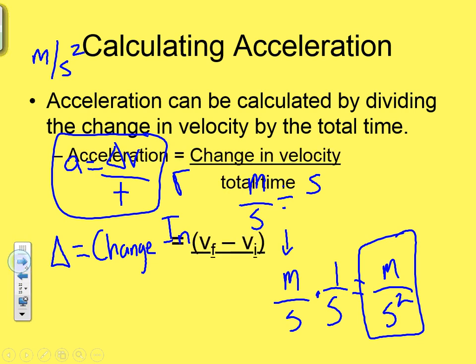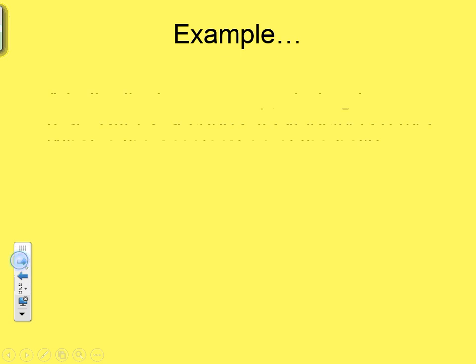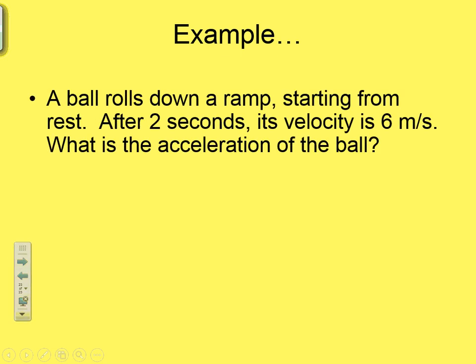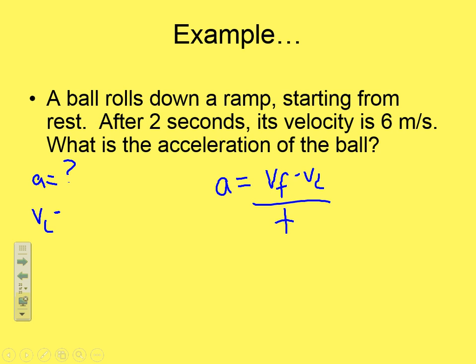So let's do an example of an acceleration problem. A ball rolls down a ramp starting from rest. After 2 seconds, its velocity is 6 meters per second. What is the acceleration of the ball? Well, again, acceleration is equal to Vf minus Vi over t. We're going to need all of these things to solve for this. Acceleration is what we're solving for, so we're going to put acceleration is equal to a question mark. Starting from rest. So what is our initial velocity if we are starting from rest? 0 meters per second.